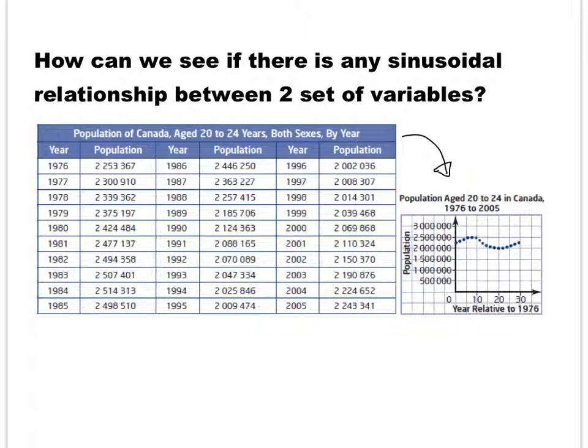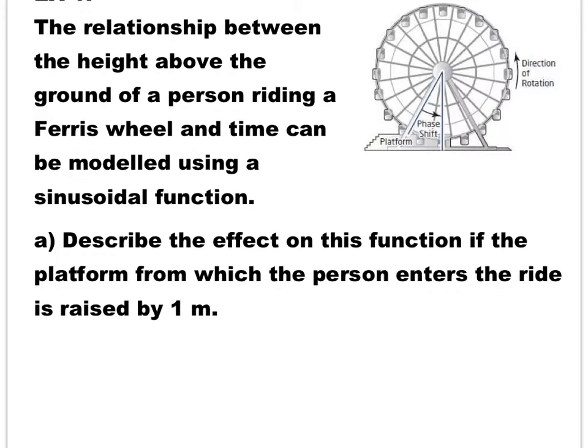And since it's periodic, we are able to somehow try to fit a sine or cosine function to this data. The first example that we are going to consider is the relationship between the height above the ground of a person riding a Ferris wheel and the time that it takes to reach a height using a sinusoidal function.